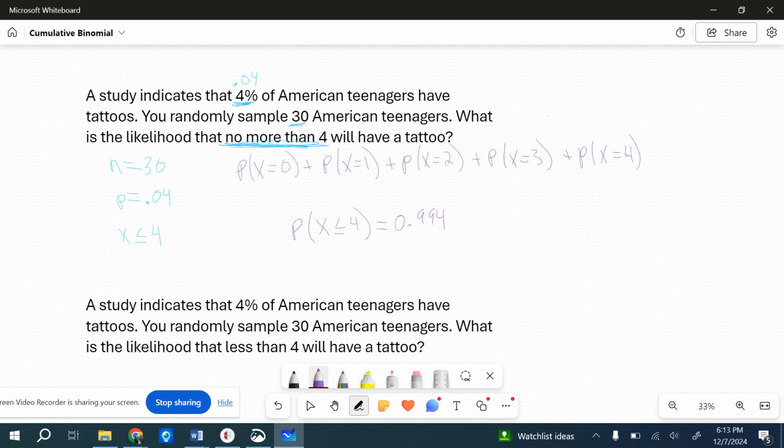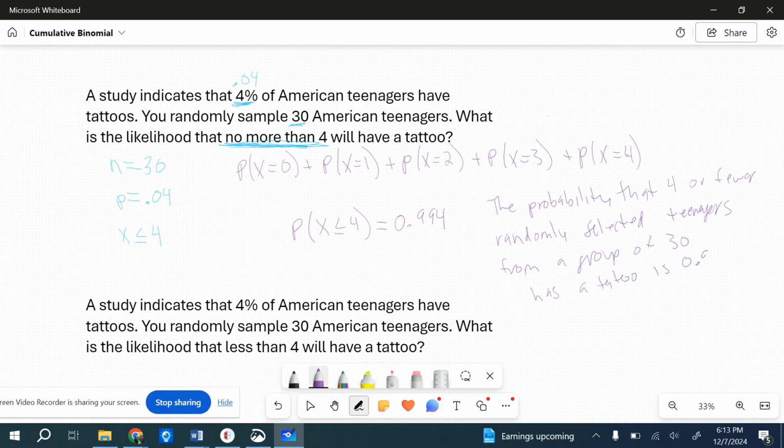And then we need to write our sentence. So we would say the probability that a randomly selected teenager from a group of 30, well, we would say not a randomly selected teenager, the probability that 4 or fewer randomly selected teenagers from a group of 30 have a tattoo is 0.994. And that's how we would do that one.